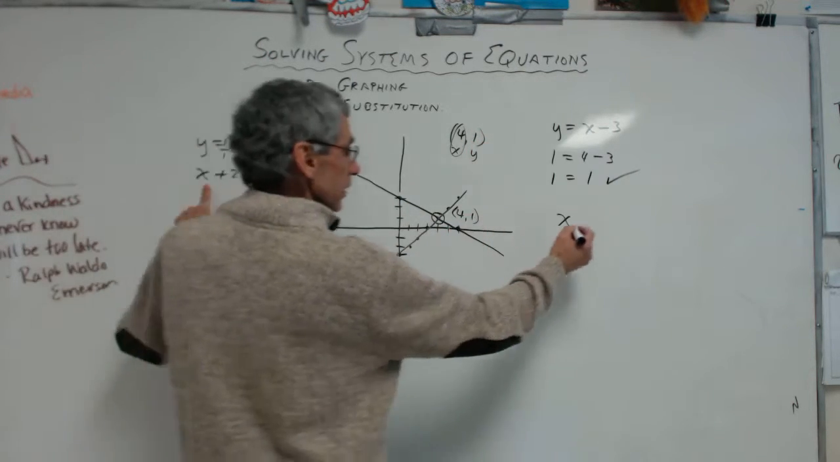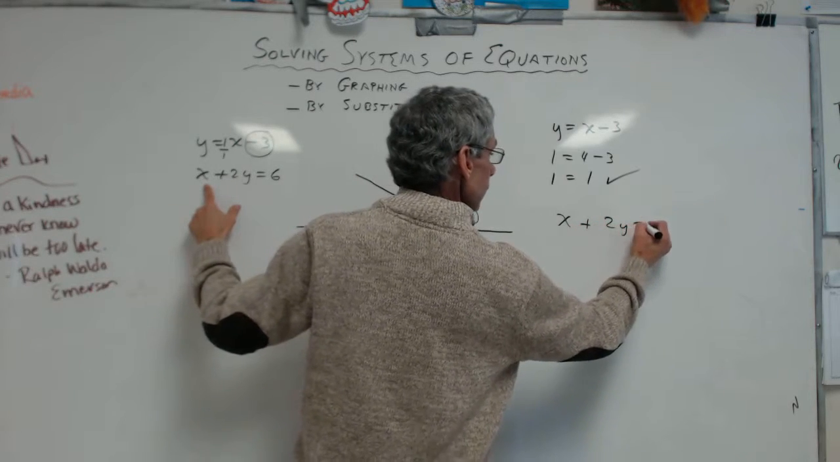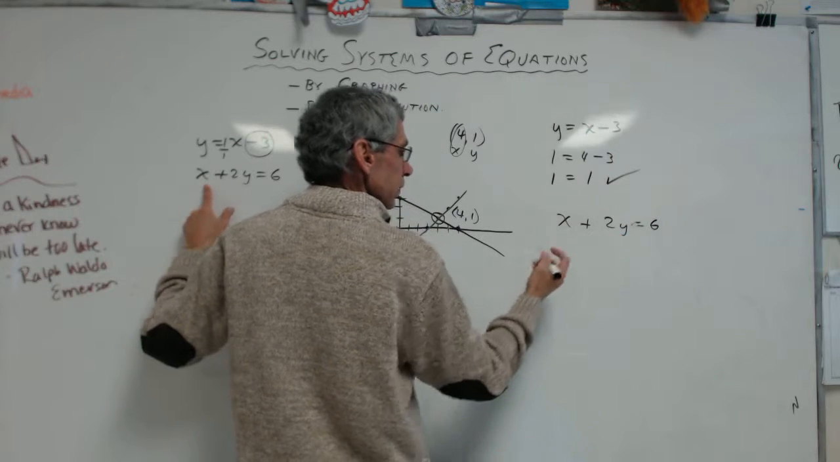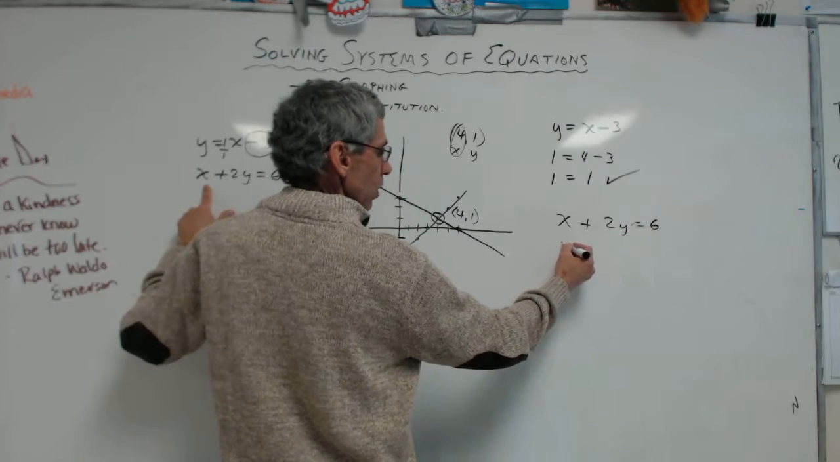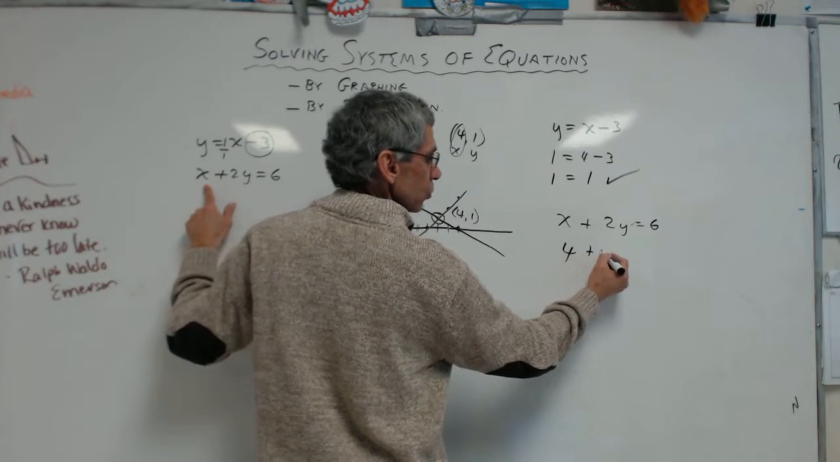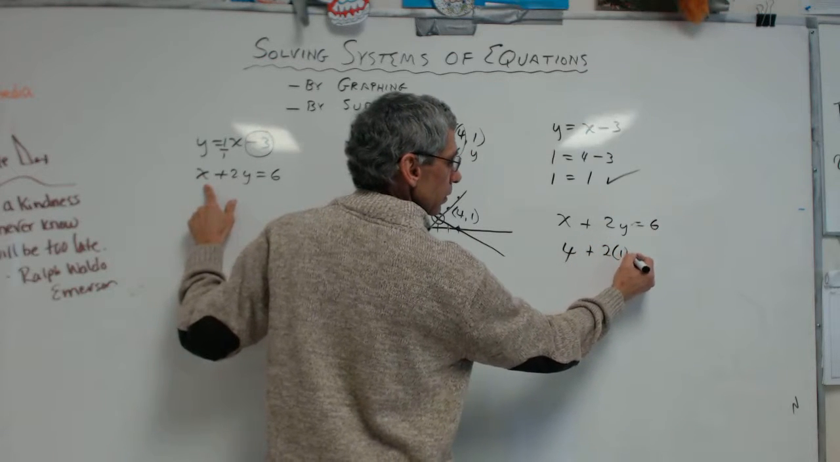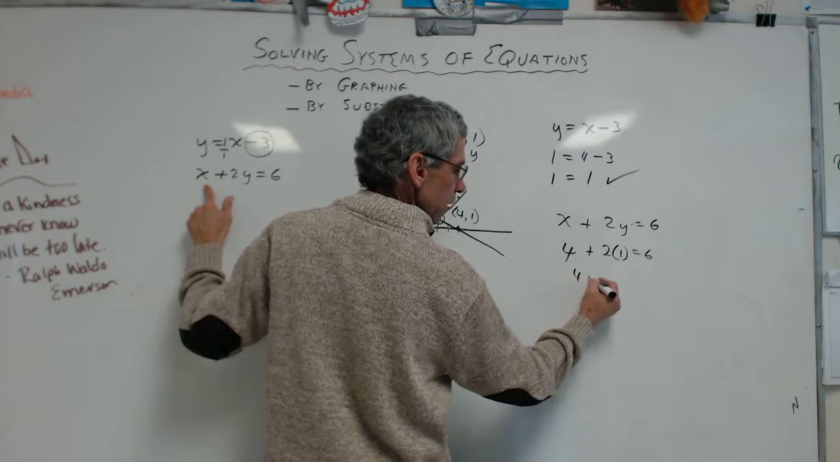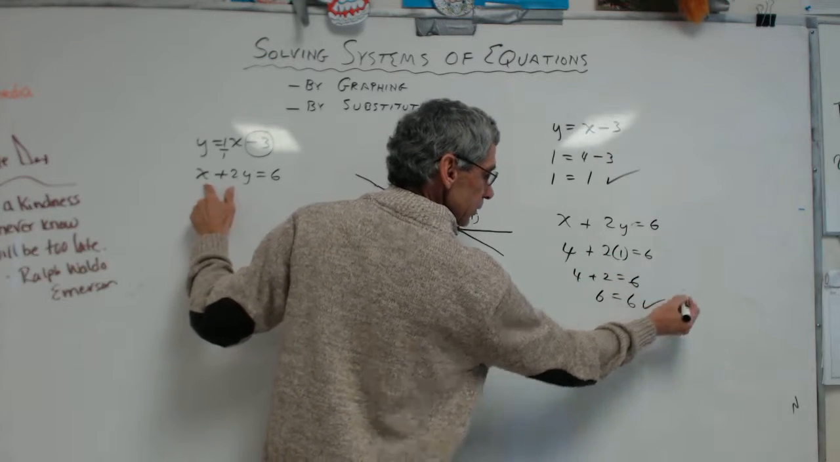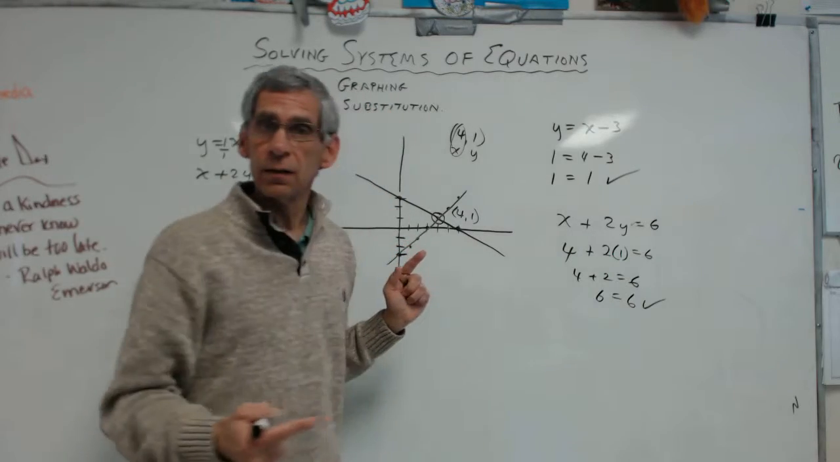But now I'm going to try this. x plus 2y equals 6, right? That's an equals. 4 is my x, plus 2 times 1 equals 6. So 4 plus 2 equals 6. 6 equals 6. It works. That's true. Don't you agree with me?